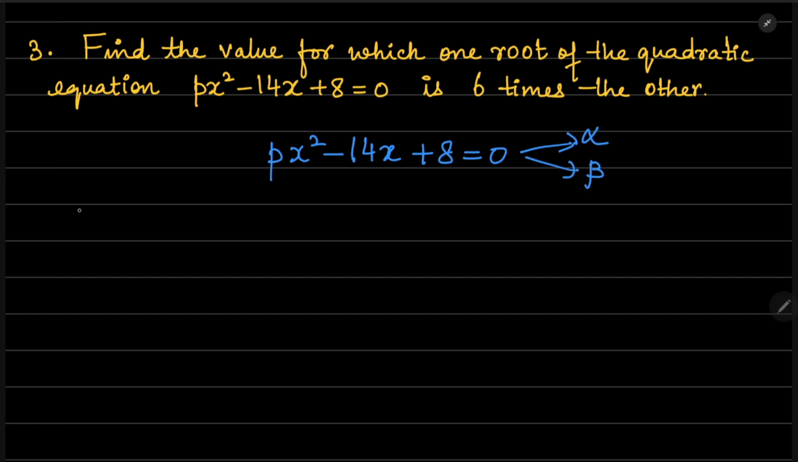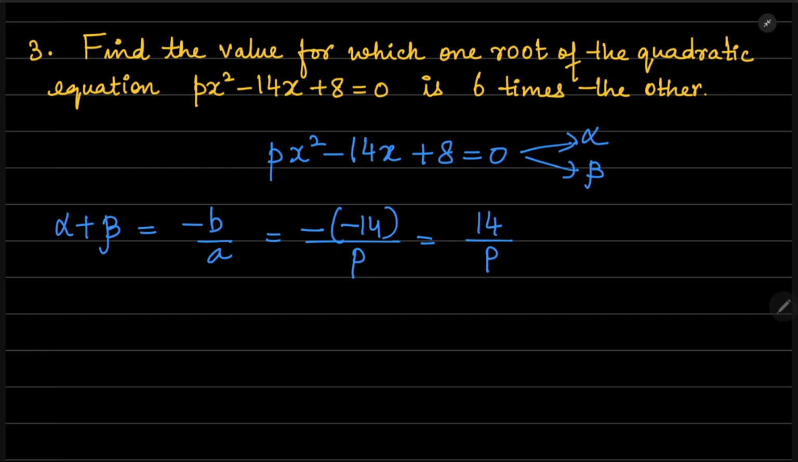Okay, so the first thing is calculate the sum of the roots. Minus b by a. So minus, formula b is nothing but minus 14, a is nothing but your p. So it's nothing but 14 by p. This is your sum of the zeros, so sum of roots. Product of the roots is nothing but c by a. What is your c in the given question? c is 8. a is p. Okay, so 8 by p.